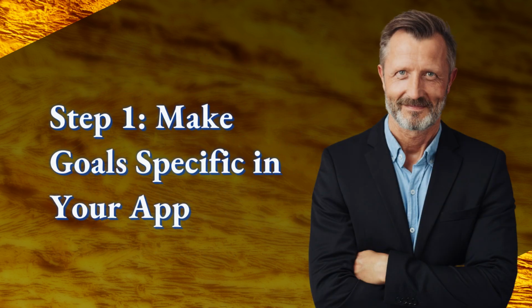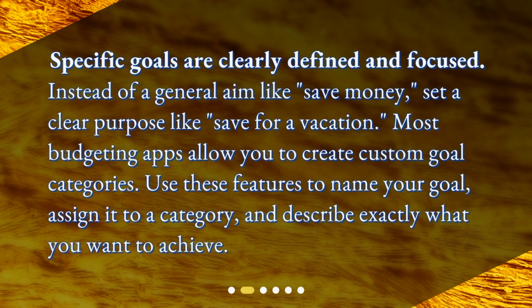Step 1. Make goals specific in your app. These specific goals are clearly defined and focused. Instead of a general aim like save money, set a clear purpose like save for a vacation. Most budgeting apps allow you to create custom goal categories. Use these features to name your goal, assign it to a category, and describe exactly what you want to achieve.